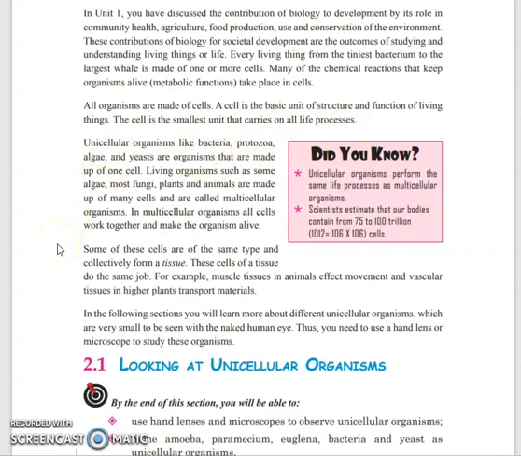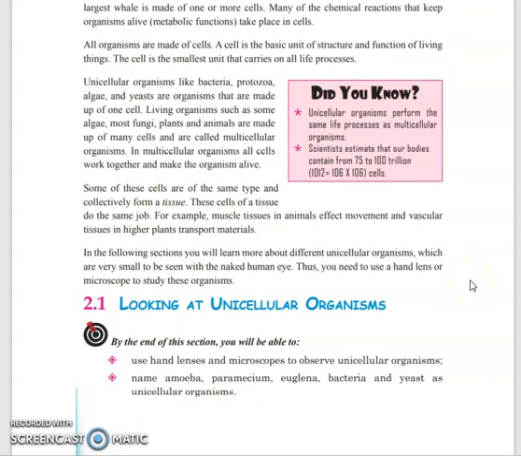Unicellular organisms like bacteria, protozoa, algae, and yeast are organisms that are made up of one cell. So these organisms are unicellular, meaning they're made up of just one cell. Living organisms such as some algae, most fungi, plants, and animals are made up of many cells, or multicellular. In multicellular organisms, all cells work together and make an organism live.